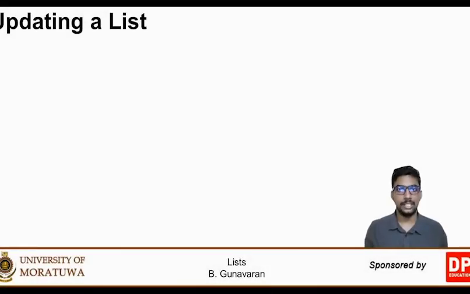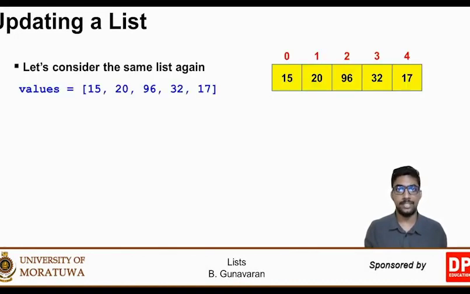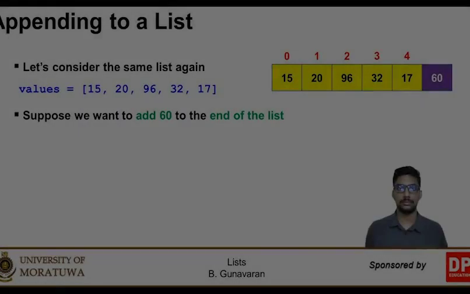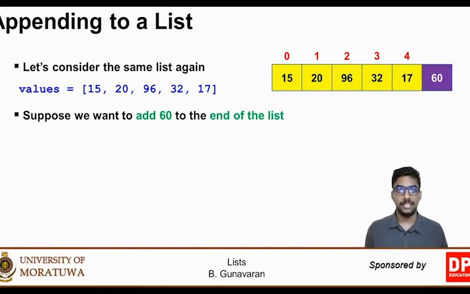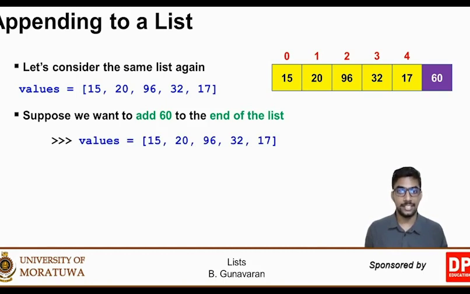Now, let us look at how to update a list. There are several modifications we can do to a list. Again, we'll be using the same list here as well. The first operation is appending values to a list, which means adding values to the end of the list. Suppose we want to add 60 to the end of this list, as shown in the diagram using the purple colored square. As usual, the first step is to create the list.